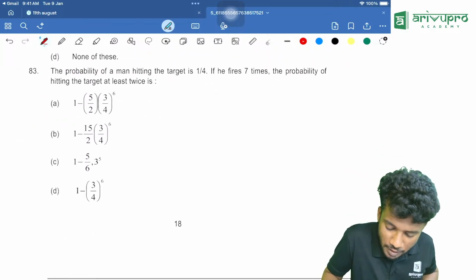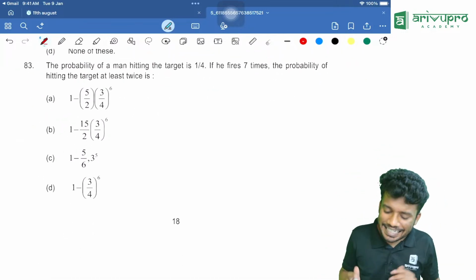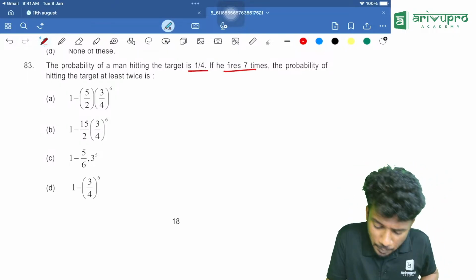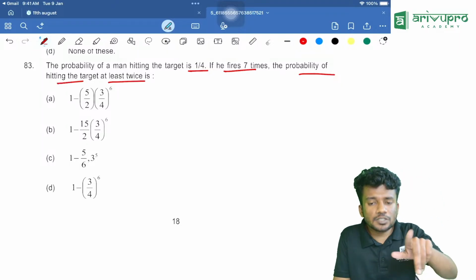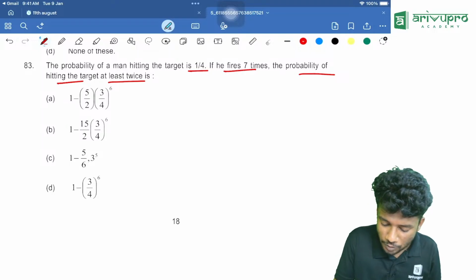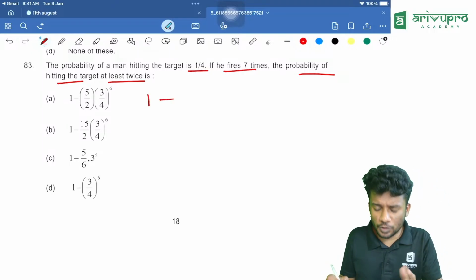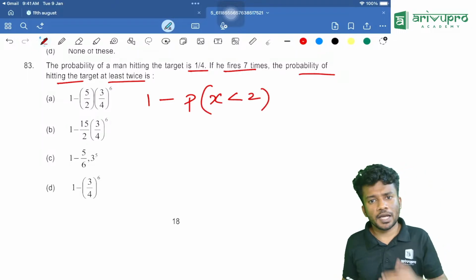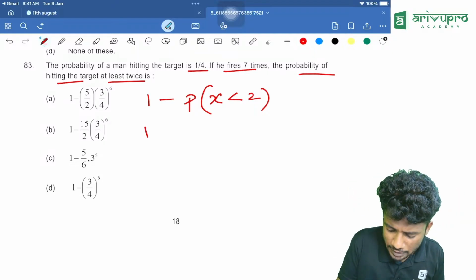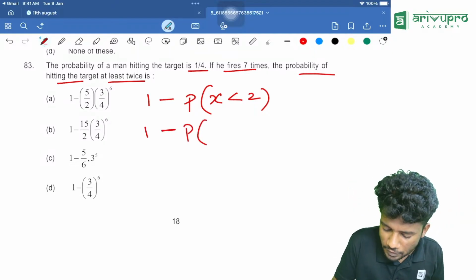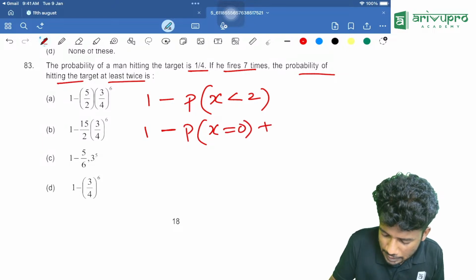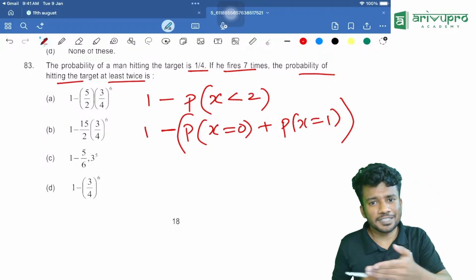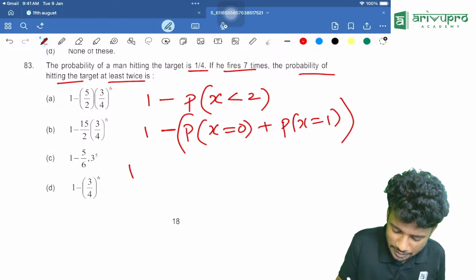Okay, next one. Probability of a man hitting a target is 1 by 4. Then if he fires 7 times, the probability of hitting the target at least twice is how much? At least twice, always I can write it as 1 minus P of x less than 2. At least twice means less than 2 I can write. Less than 2 means P of x is equal to 0, then P of x is equal to 1. Is P of x is equal to 2 possible there? No, because it is less than. We are directly going for less than. That is nothing but 1 minus.